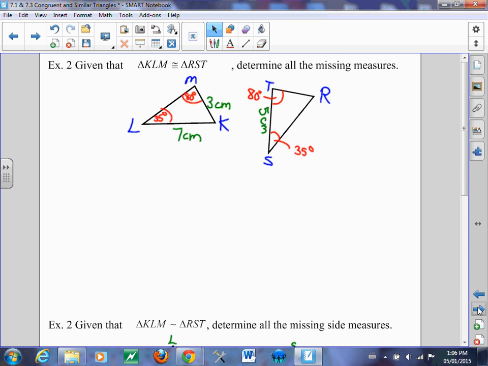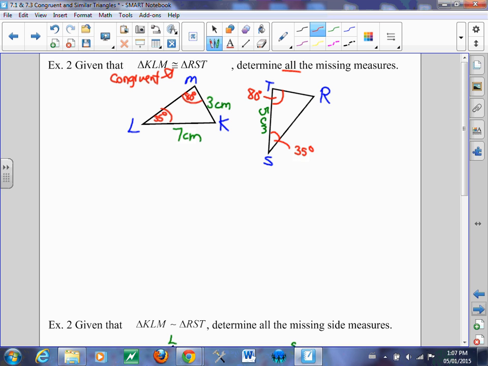Given that triangle KLM is congruent to triangle RST, determine all the missing measures. So remember, that sign means congruent. And for congruent, you want to know that equal sides equal angles. So all we have to do is figure out and match these up. Sometimes your triangles are twisted, turned, flipped, so it's not always the easiest to find the matching angles. What we need to do is to determine all the missing measures. So we've got to find side lengths and angles.